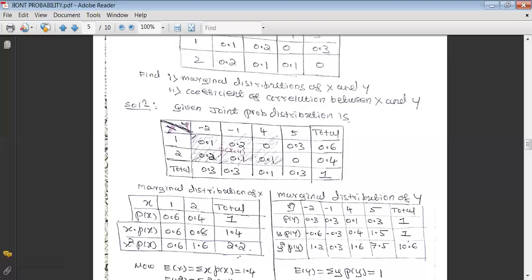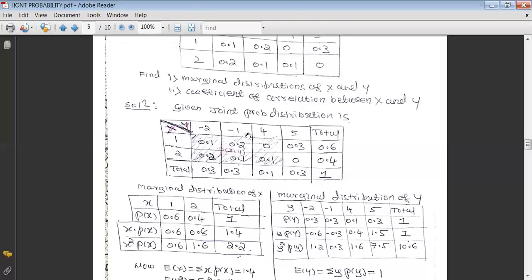Now let us write the marginal distribution of y. For the marginal distribution of y, first of all we have to list the values taken by y. In this case the values taken by y are -2, -1, 4, 5, which we have listed, and now we have to list out the corresponding probabilities, which are given by the total in front of those values, that is, in each column. Therefore the total in front of -2, that is the total of the first column, 0.3, is written here.